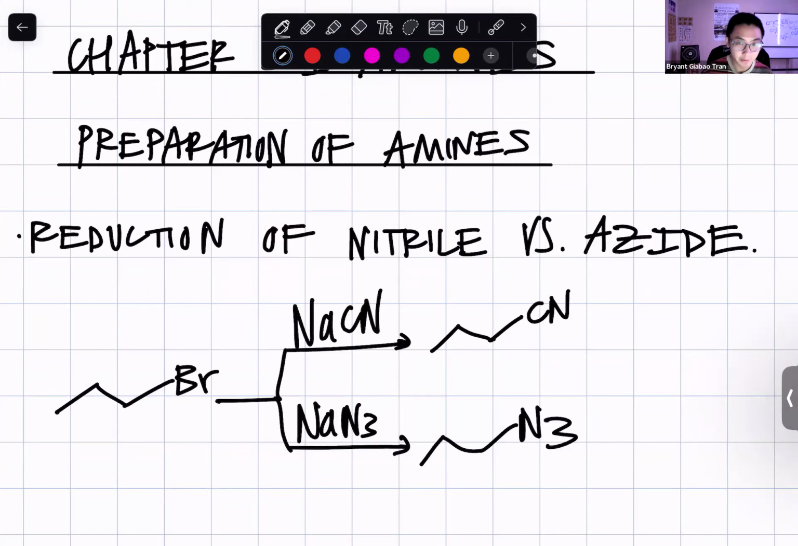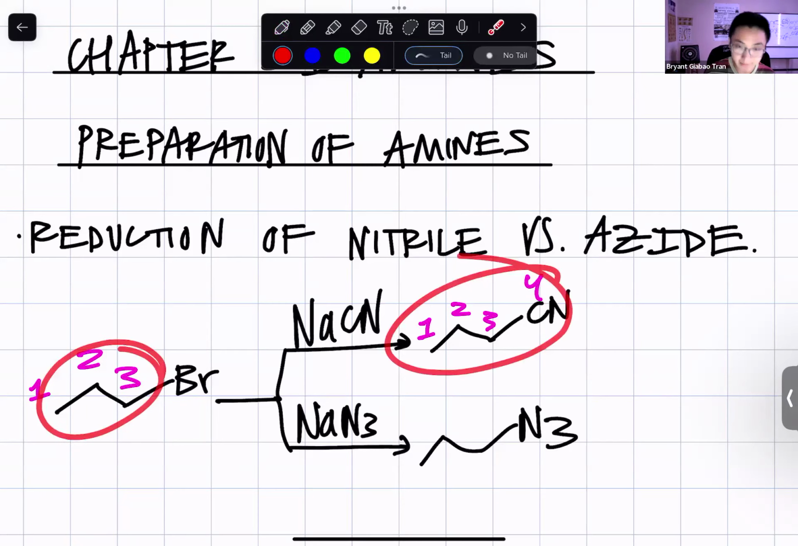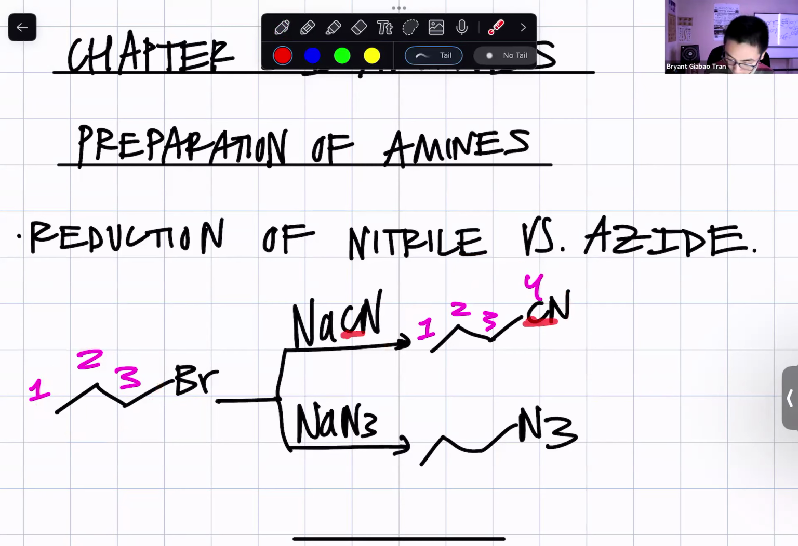The biggest difference between these two is that the nitrile added an extra carbon, right? Because if you look at the reactant molecule, we started with 3 carbons, but when we used NaCN, we extended the carbon skeleton by 1 carbon. Before we had 3 carbons in the carbon skeleton, but now we have 4 carbons. The 4th carbon is coming from the nitrile carbon. When we use azide, however, we maintain the same carbon skeleton. We didn't add a carbon, we didn't lose a carbon.